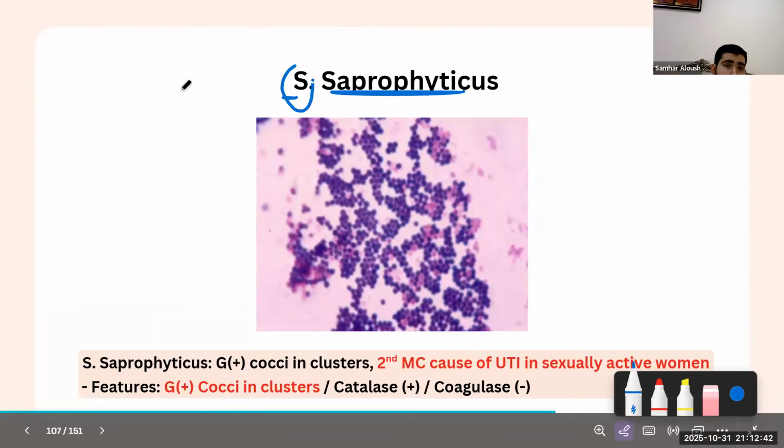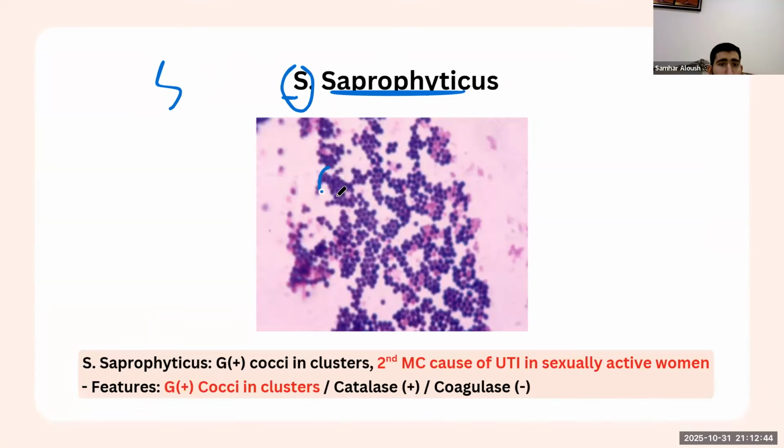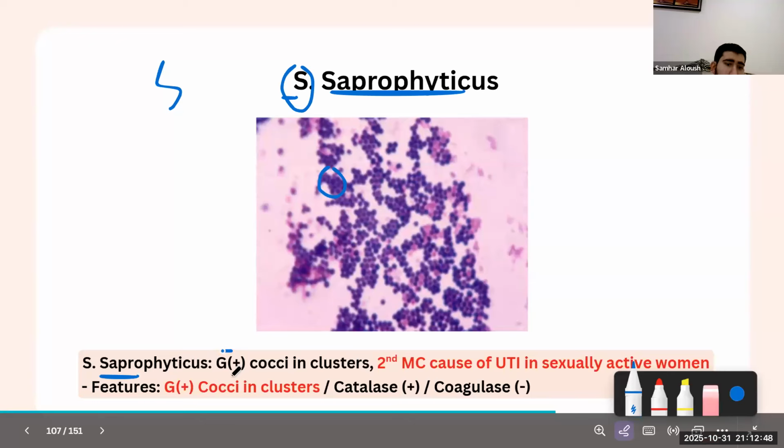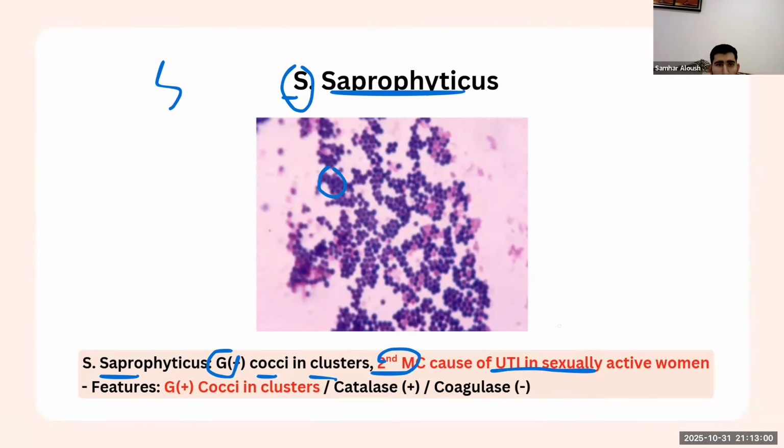It's Staphylococcus, so it appears as cocci in clusters. Okay. Staphylococcus saprophyticus is gram positive, cocci in clusters. So you need to memorize the picture. It's the second most common cause of UTI in sexually active women. They will bring you a question about sexually active women and ask you which of the following is the cause of UTI. Don't choose Staph saprophyticus, choose E.